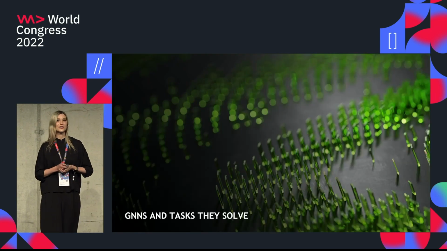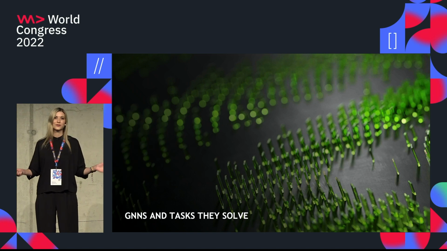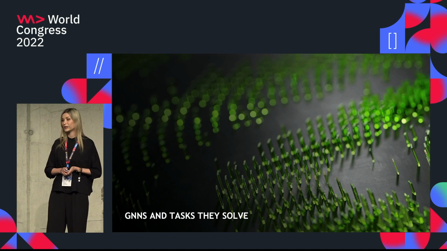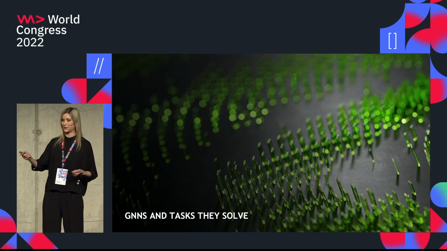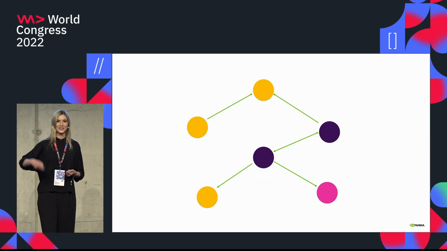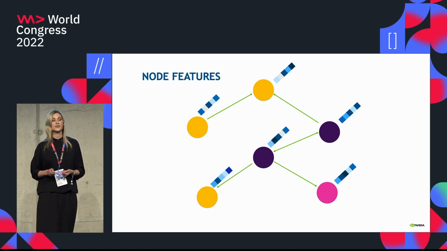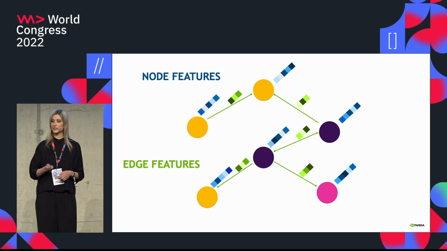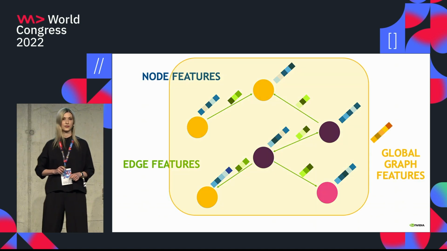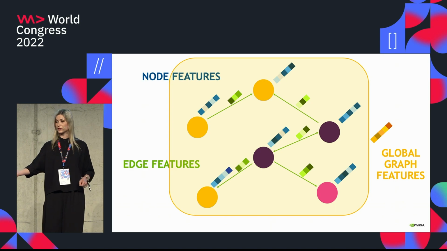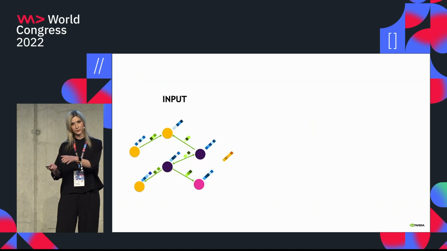So let me now talk about examples of graph neural network applications and talk to you about different flavors of graph learning. So let's revisit our graph. We have nodes, we have edges. Also, our nodes have some node features, edges have edge features, and the whole graph can have global graph features. By using these features, we can use our graph as an input to our problem.